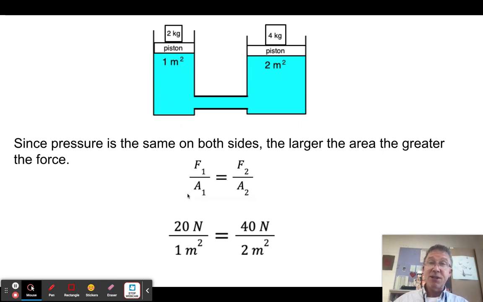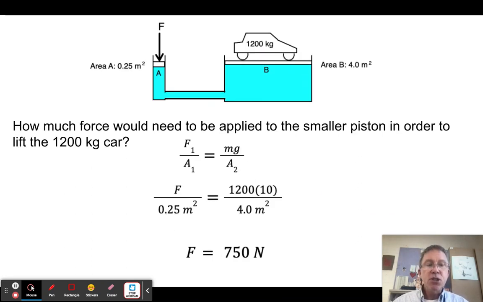So this is kind of an interesting thing. I apply a small force to a small area, and I exert a large force across a large area. That's basically what this tells me. This is used a lot in industry. We call this hydraulic presses or hydraulic brakes. When we see the term hydraulics, it basically means we're taking advantage of Pascal's principle.